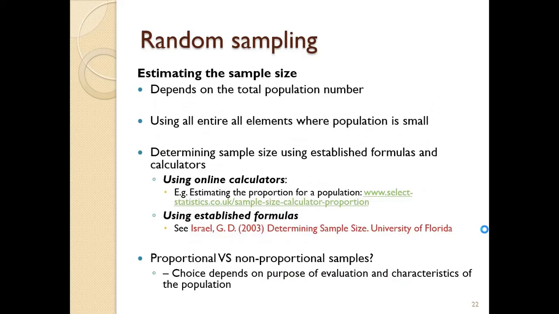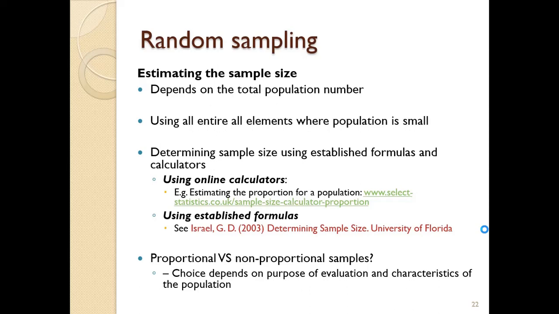So estimating the sample size is very important, but it depends on the total number of the population, and the determination of sample size is usually established using formulas or calculators. You can use online calculators, but also you can use established formulas. Okay. Those formulas have already been tested, and they have certain categorizations of sample size versus the total population. For instance, if you have 100, then you should be able to select 90 to participate in a survey. If you have 10, then use all of them. So depending on the total number of the population, you can use calculators or formulas to determine the sample size.